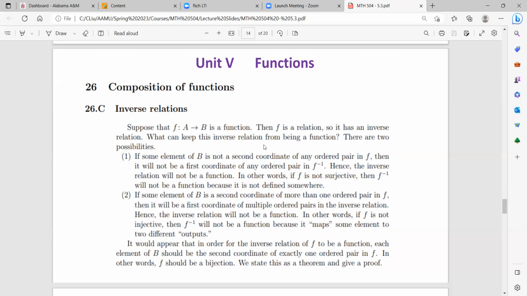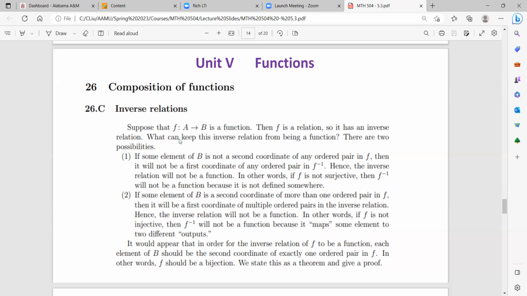So let's just start from function f, a general function from A to B. And obviously f is a relation; a function is a special type of relation. So then you can always have an inverse relation. There are two different situations that make this inverse relation not a function.